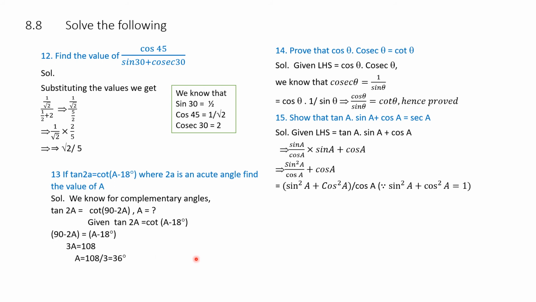Simplifying, taking LCM as cos A. Because now sin squared A plus cos squared A is 1. Therefore, it becomes 1 over cos A. Hence, that is equal to secant A.